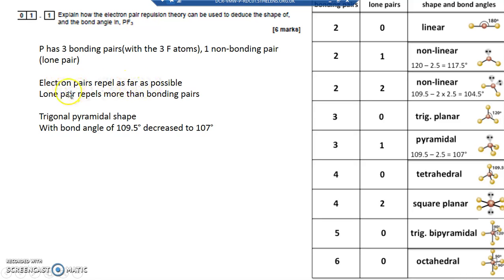Electron pairs repel as far as possible. Lone pair repels more than bonding pairs. So you just got to quote the electron pair repulsion theory here. That electron pairs or lone pairs repel as far as possible, and then you can just say lone pair repels more than bonding pairs, or lone pair repels more than lone pair bonding pairs, and bonding pairs repel the least. So just give a little quotation of the electron pair repulsion theory, and then you can explain the shape and the bond angle.